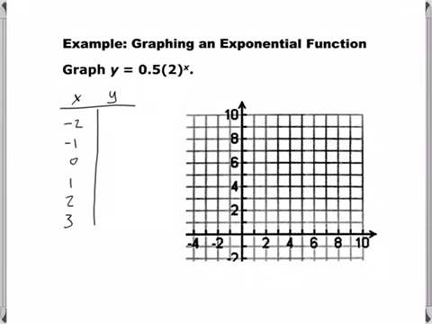And so at -2, my y value is 0.125. And at -1, it's 0.25. At 0, it's 0.5. At 1, it's 1. At 2, it's 2. And at 3, it's 4. And so what I want to do now is plot these points. So at -2, let's just get as close as we can. And then -1. At 0, we're at 0.5. At 1, we're at 1. 2, we're at 2. And 3, we're at 4.